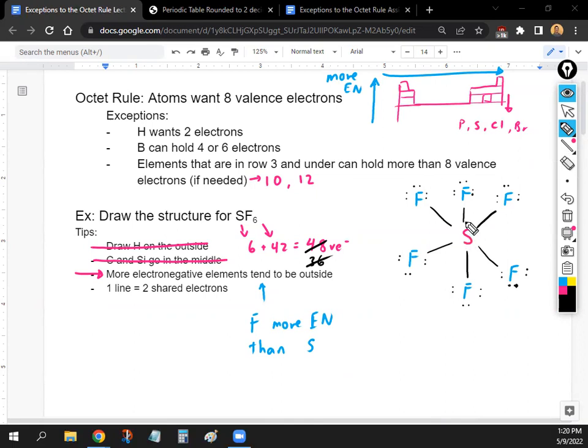Now, if you guys take a look at it, S has more than 8 valence electrons, right? It has 2, 4, 6, 8, 10, 12. But that's okay because this new rule that we learned, anything row 3 and under can hold more than 8. So S is in row 3, so it can hold more than 8 valence electrons. So there you go. That's your structure. So not really doing anything new, basically the same thing we've been doing. We're just doing some molecules now where it doesn't always follow that everybody wants 8, the octet rule. Okay. Any questions on this one right here?